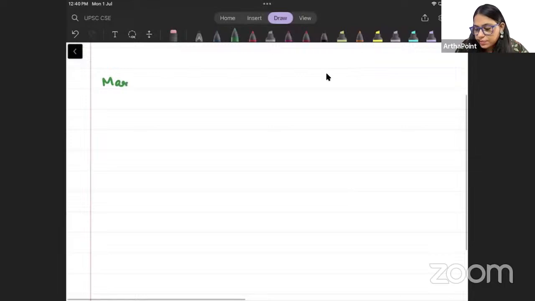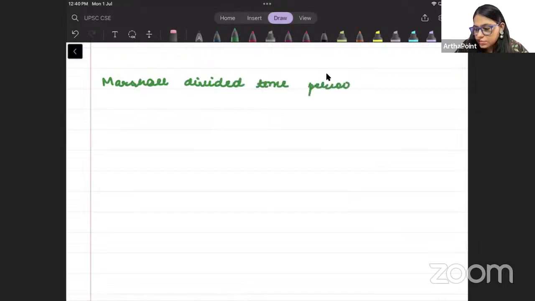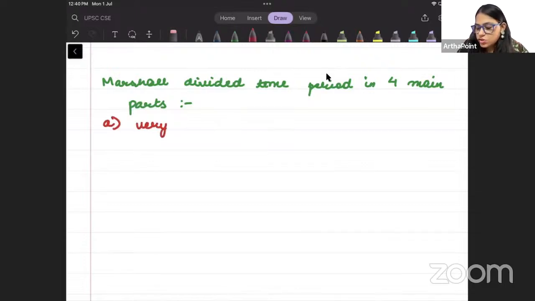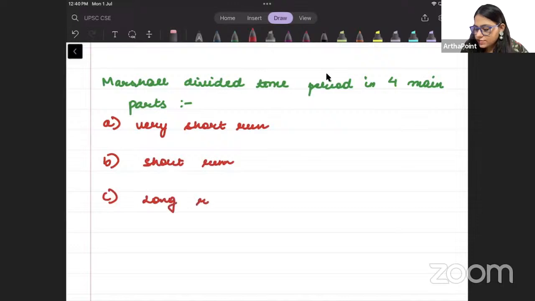Please write it with me. Marshall divided time period in 4 main parts. And what are these 4 main parts? First of all, he said that there is something known as very short run. Second, you have short run. Third, long run. And fourth, very long run.